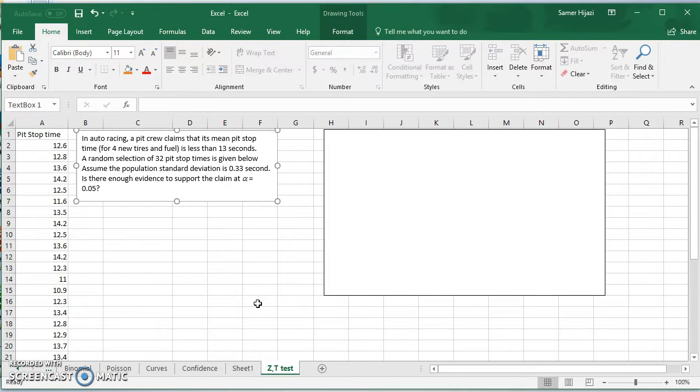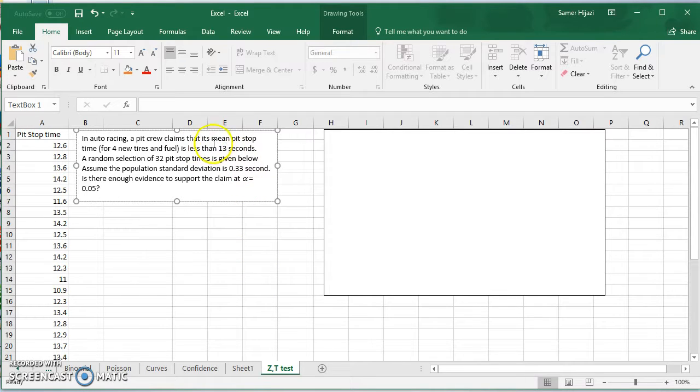It says here that in auto racing, a pit crew claims that its mean pit stop time for four new tires and fuel is less than 13 seconds. We took a random selection of 32 pit stop times, and the data is on the left. Assume the population standard deviation is 0.33 second. Is there enough evidence to support the claim at alpha equal 0.05?